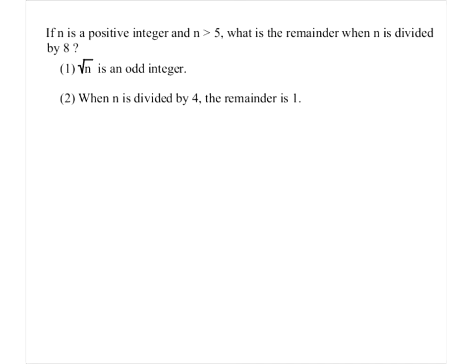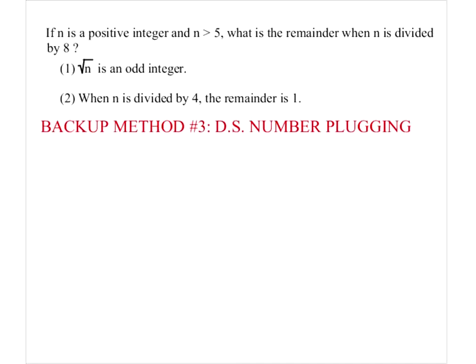Third and final backup method that I'm going to show you today is data sufficiency number plugging. Okay, here's how this works. There's a huge, major difference from the previous two methods, which is that this is data sufficiency, which is predicated on whether a statement is sufficient or insufficient. It's not problem solving. So unlike problem solving, you can't just plug in a number or two and see what happens. You actually have to try a spectrum of different numbers here.